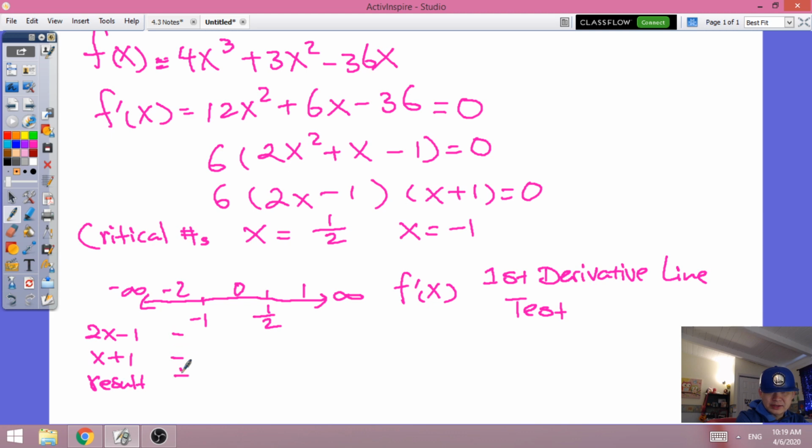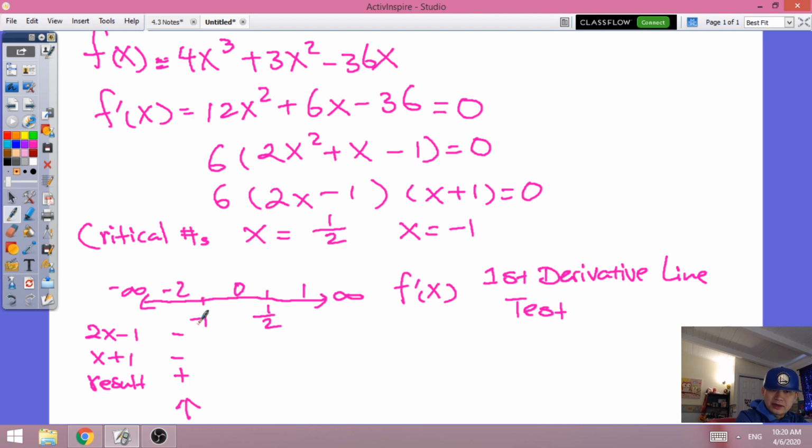Negative times negative is positive. Now, going back to the definition, if the first derivative is positive, what that implies is that the original function must be considered increasing. So let's put the arrows up like that.